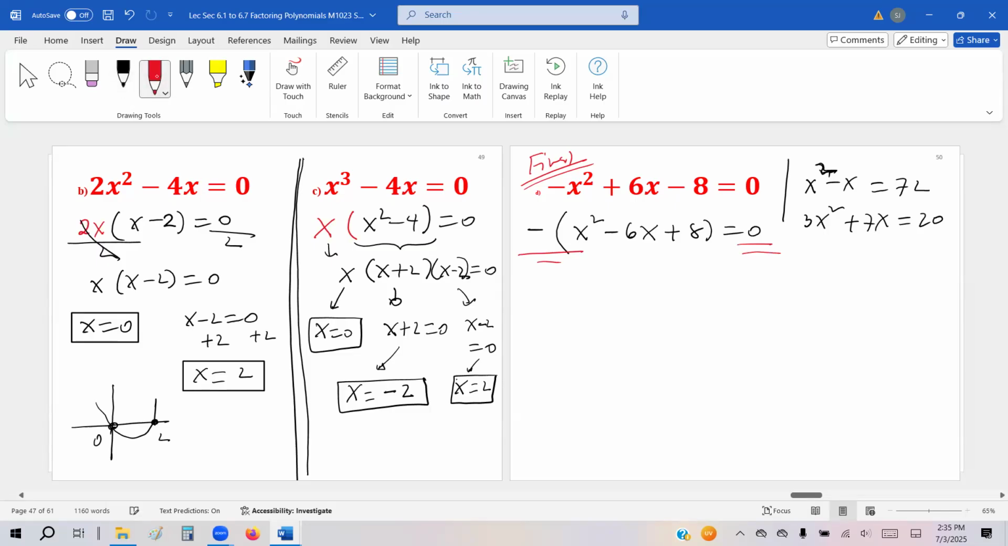So we can actually divide both sides by negative to cancel that. We have x squared minus 6x plus 8 equals 0. And now your life is easy. All you have to do is factor. Factor, solve.